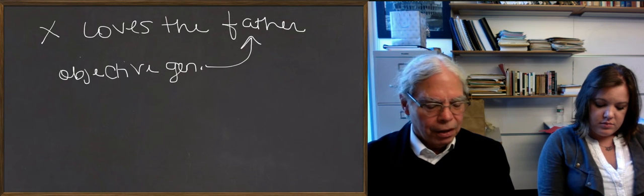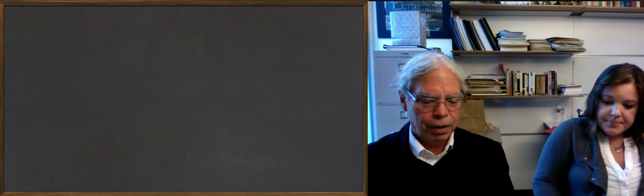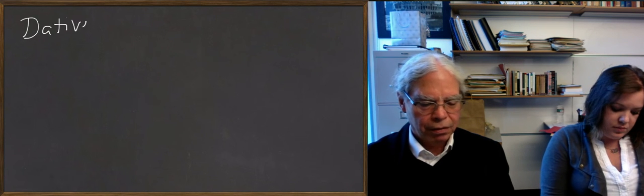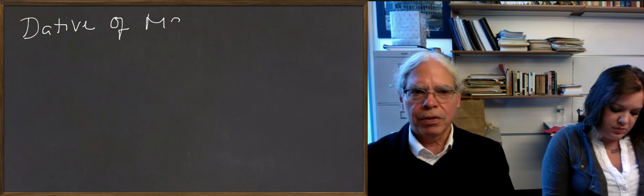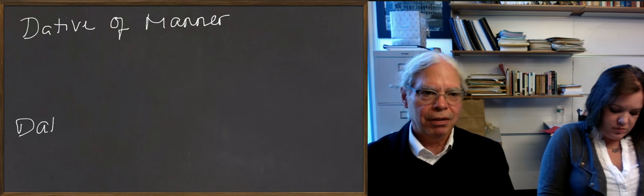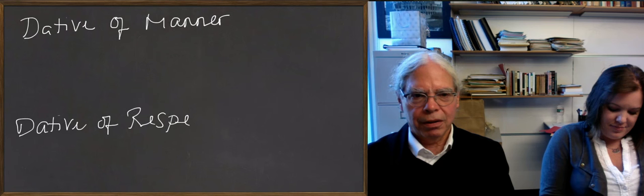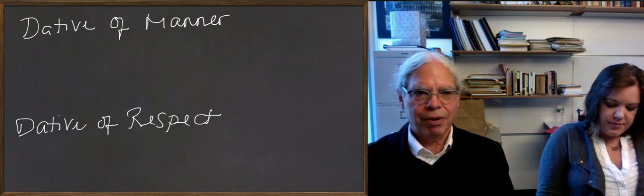All right, let's move on to the two kinds of dative that the book talks about: the dative of manner and the dative of respect. Now these terms don't go back to ancient Greeks. They go back to 19th century grammarians. I personally have trouble with them.